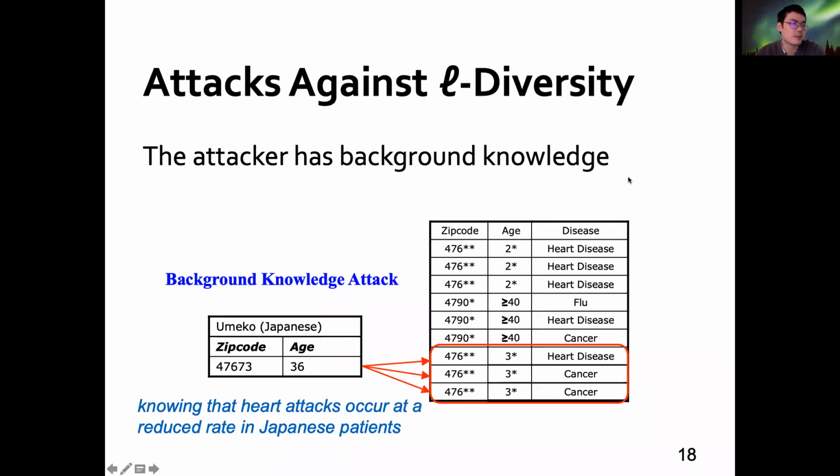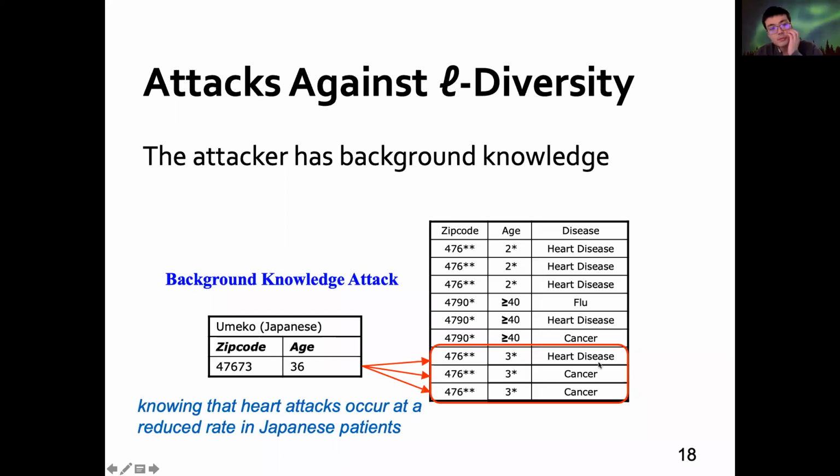If you have some background knowledge, right? So if you know that, for example, Yumeko, the Japanese person, okay? And has this zip code area and this age, and you can identify them in this Q block, which has 3 possible values, right? 2 are cancer, 1 is heart disease. So you know that 2/3 the person has cancer, but 1/3 is heart disease. It's already disclosed some information, right? Because you know Yumeko is more likely to have cancer than heart disease.